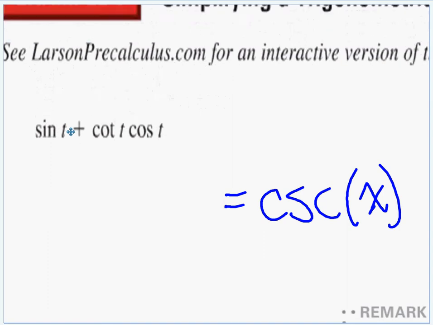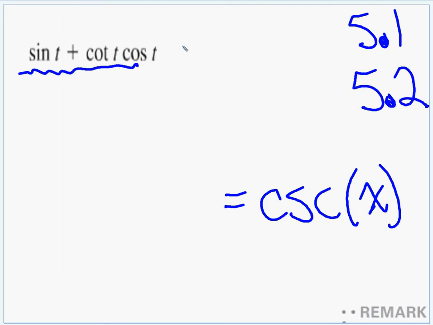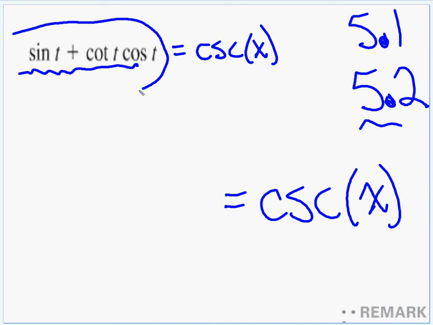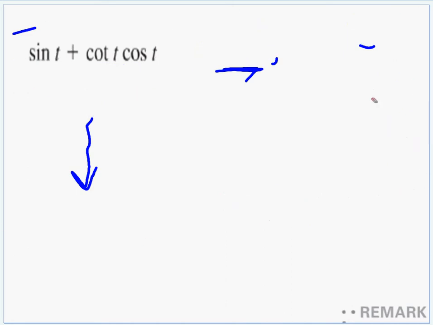And I'll give you a clue. This is section 5.1 where we don't know the finish line. When we get into section 5.2, if you saw this same expression, it would say is equal to cosecant x. And in 5.2, the directions are going to say make the left side look like the right side. So we're going to take this and start working on it, and we know that this is the finish line. That's what makes section 5.2 so much easier than 5.1.